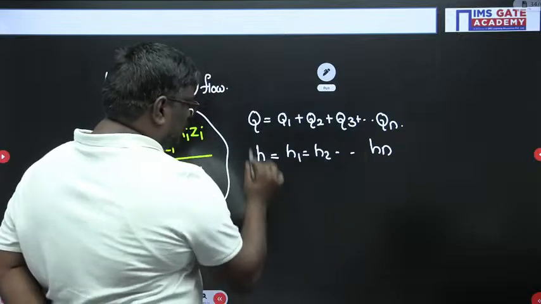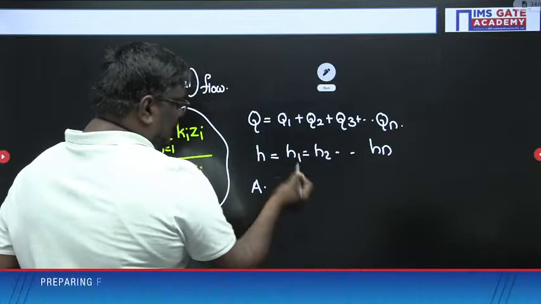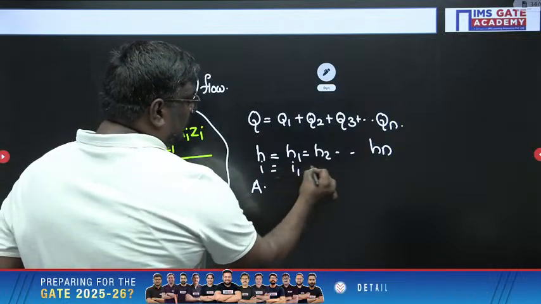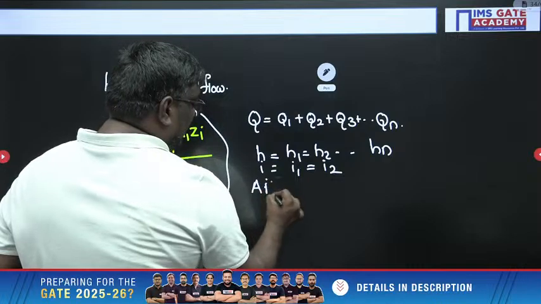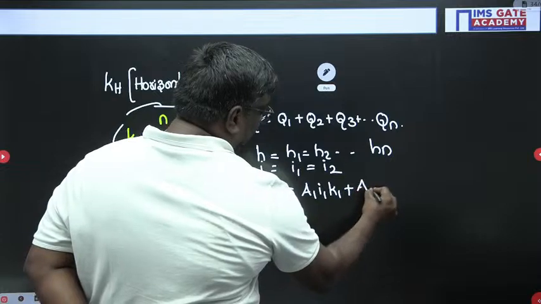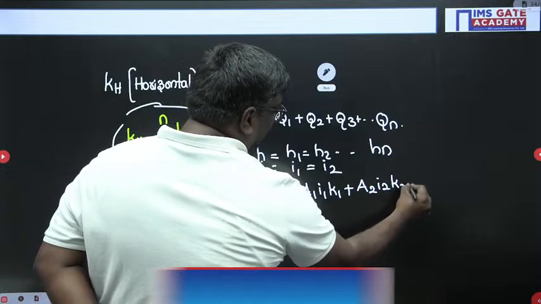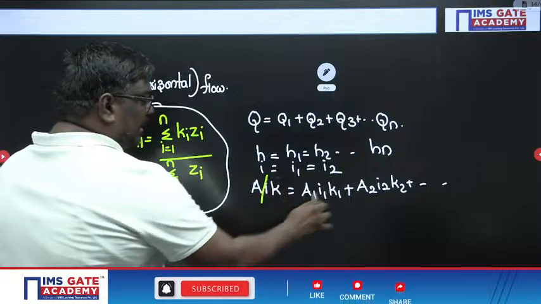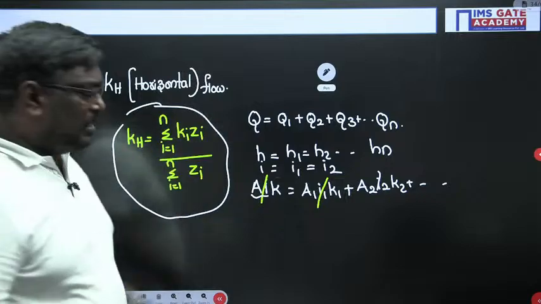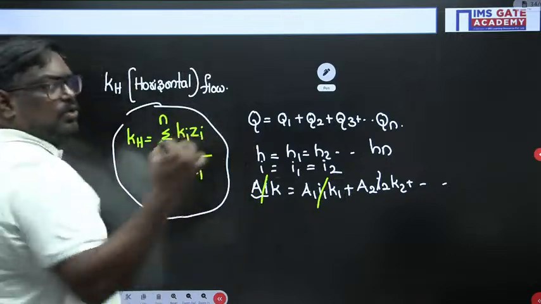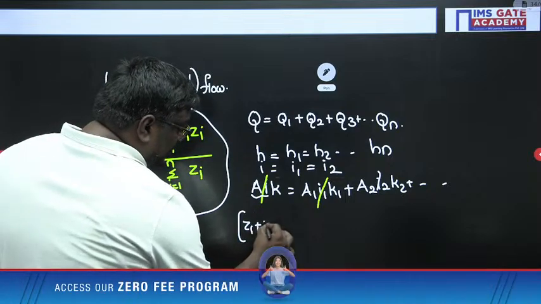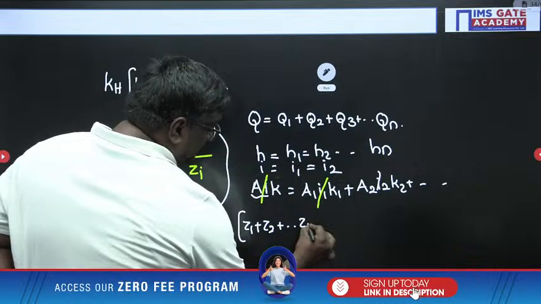Now, Q is equal to what? Because the length is also the same, as it is the same sample, i can be written as i equal to i1 equal to i2. So if you write A i k is equal to A1 i1 k1 plus A2 i2 k2 and so on, it will come. Now, students, i cancels. And A can be written in terms of the total depth. If I take the depth perpendicular to the board as 1 meter, it can be written as Z1 plus Z2 and so on up to Zn, into what is this?